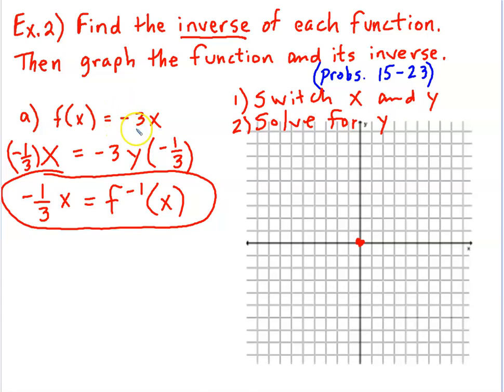And then I look at the number in front of x as the slope. So from this red dot, my y-intercept, I'm going to count a slope of -3. So I could go down 3, right 1, or I could go up 3, left 1. Make as many dots as you need.